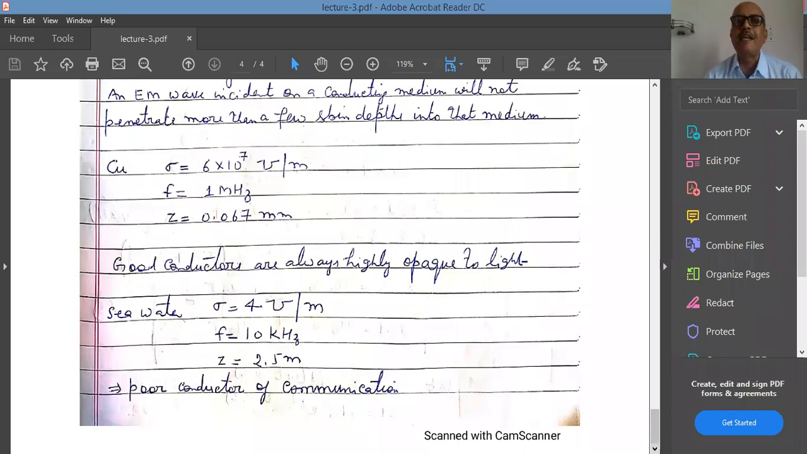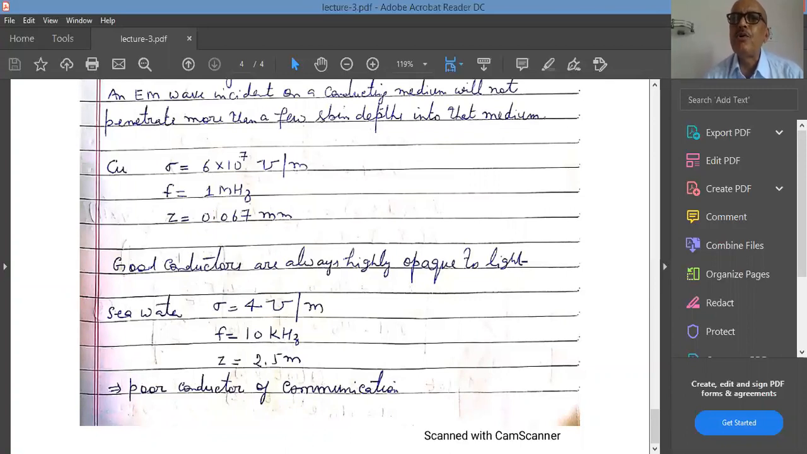You can make calculations on your own and convince yourself how a conducting medium behaves quite differently for the propagation of electromagnetic waves in a conducting media.